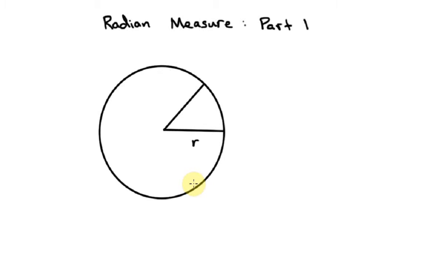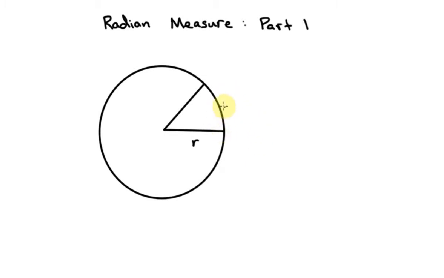Now, first of all, when we're talking about radians, we're talking about how to measure how big an angle is. Just like in the past, you used degrees to measure angles. This is a new way to measure how big an angle is. So, it's just a different measuring device. And here's what it actually is.